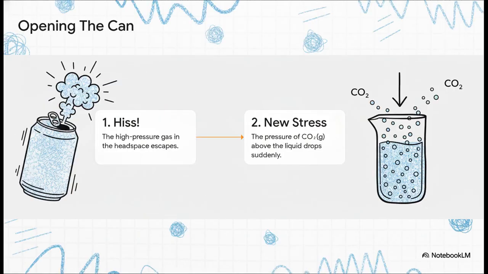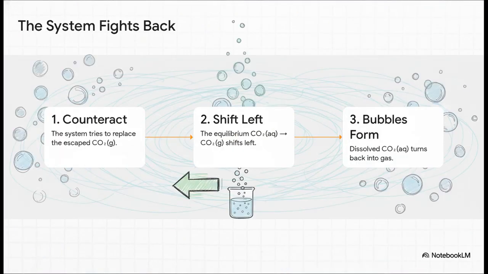And then you get home and you pop the top. That hiss you hear, that's the sound of all that high-pressure gas that was trapped in the can escaping into the air. All of a sudden, the stress that was holding all that CO2 in the liquid is just gone. The pressure has just plummeted. So what does the system do? It pushes back. To counteract that massive drop in gas pressure, the equilibrium immediately shifts to the left to try and produce more gas. All of that dissolved CO2 that was in the liquid starts turning back into CO2 gas, trying to replace what was just lost.